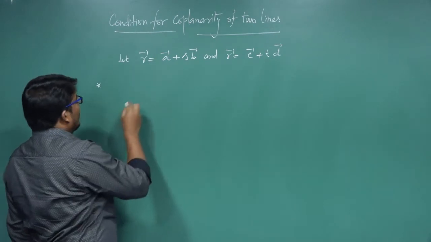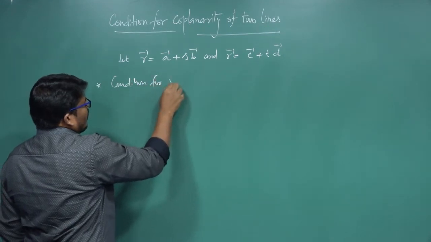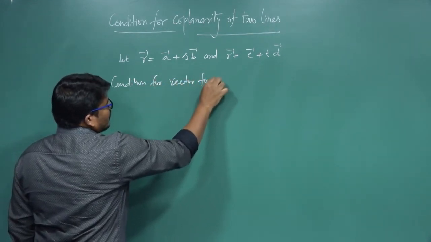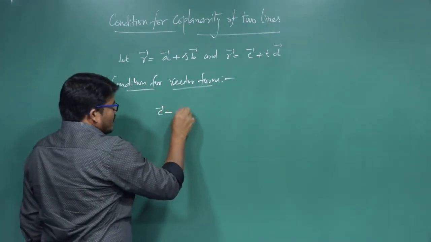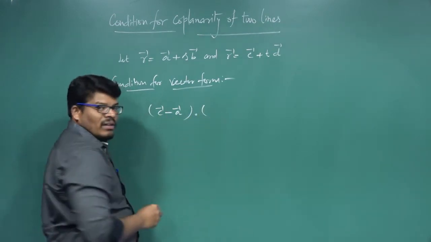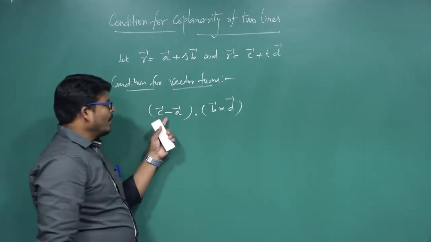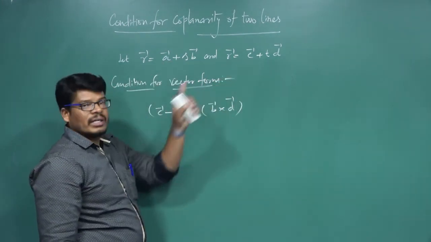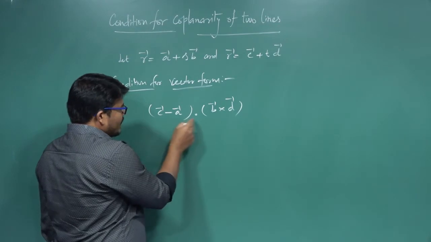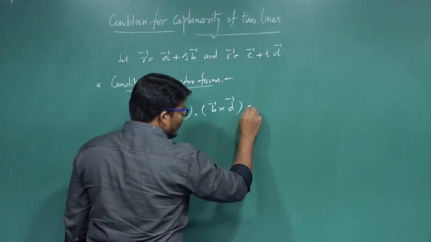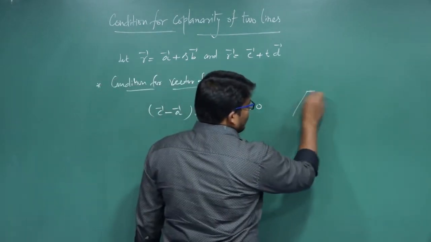Condition for 2 lines to be coplanar. First, the condition in vector form is (c vector minus a vector) dot product of (b vector cross d vector). Here a and c are the given 2 points, and b and d are the 2 directions. C minus a dot b cross d equal to 0 when the 2 lines are coplanar.